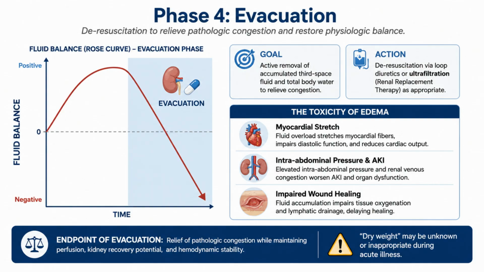The tools are loop diuretics, combination diuretic strategies in selected patients, and ultrafiltration or kidney replacement therapy when diuretics are ineffective or unsafe. The endpoint is not a guess dry weight during acute illness. The endpoint is less congestion with preserved perfusion. To do that well, we need better measures than static numbers.